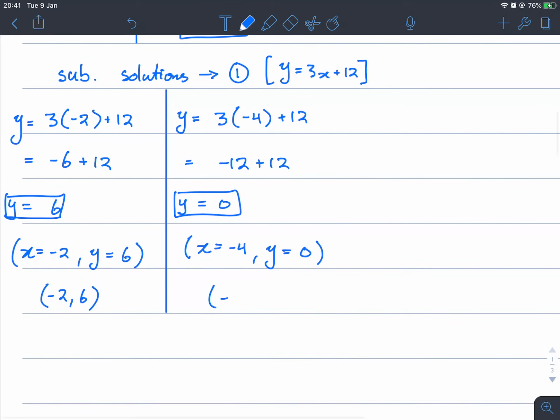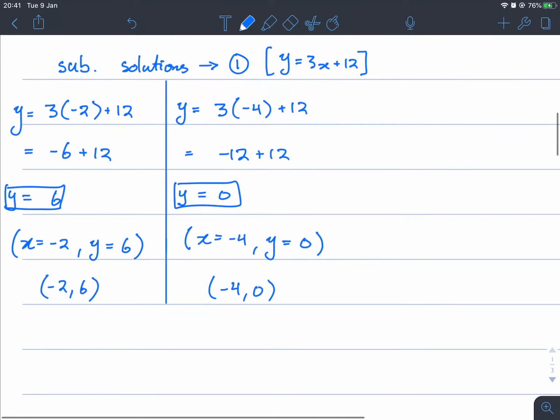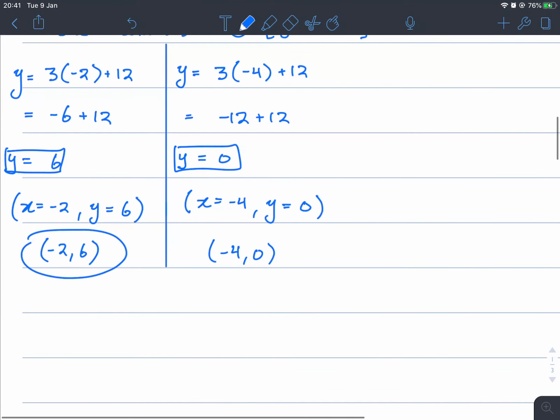And lastly, just writing this as a pair of coordinates. This is only valid if we have x, y coordinates. Anything else, we can just label it as this step here. So here are my two solutions. Sorry, two pairs of solutions, because these solutions must always come in pairs. Let me just highlight this so we can finalize this question.